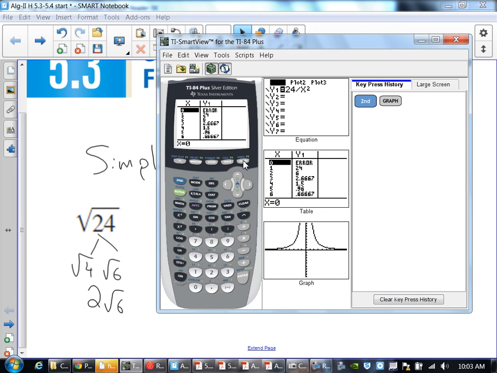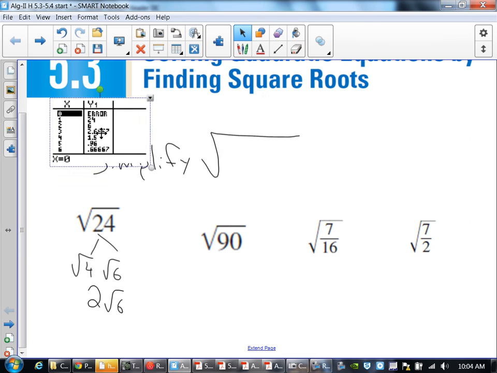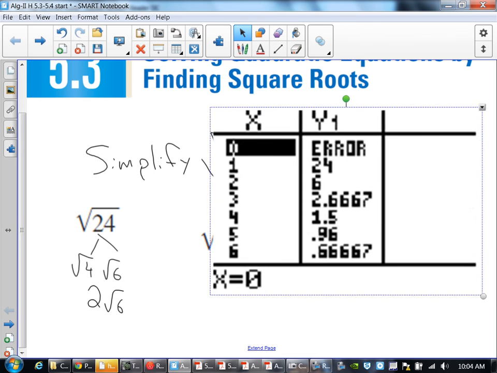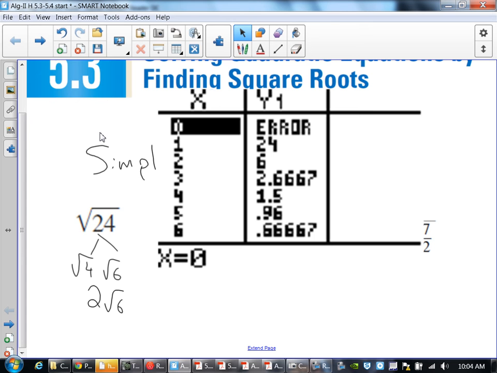Now we have a table. Second. Now you're looking at a table. In that table, you will walk down the values. You will notice that, obviously, divided by 0, you get an error. But what's happening in this table, you can see it: 1, square root of 24. 2, square root of 6. 3, square root of 2.6667. 4, square root of 1.5.